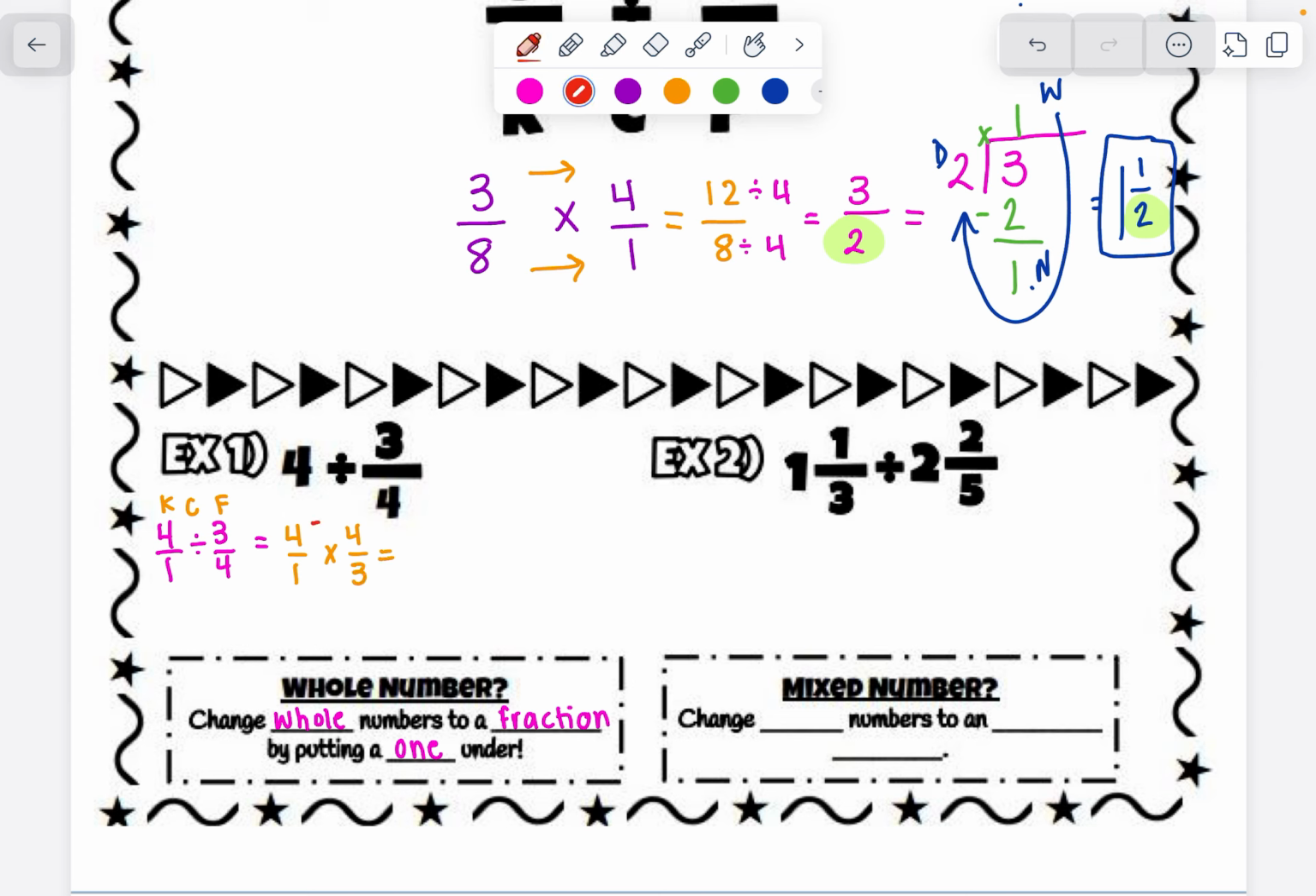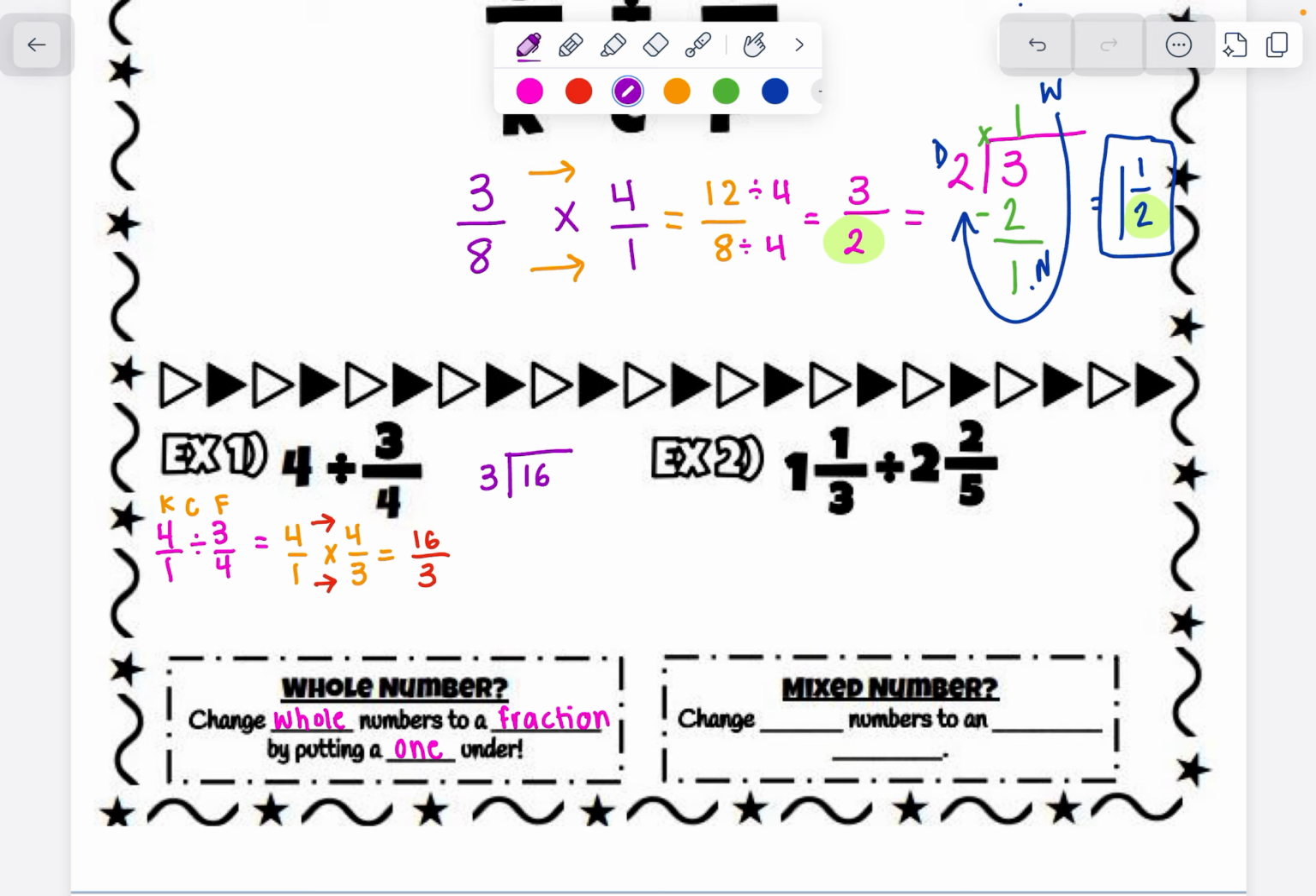Now we're going to multiply straight across. 4 times 4 is 16. 1 times 3 is 3. Okay, what kind of fraction is that? You should hopefully be thinking, oh, that's an improper fraction. I don't want improper fractions. I want to be able to turn this into a mixed number, and we do that by top in, bottom out.